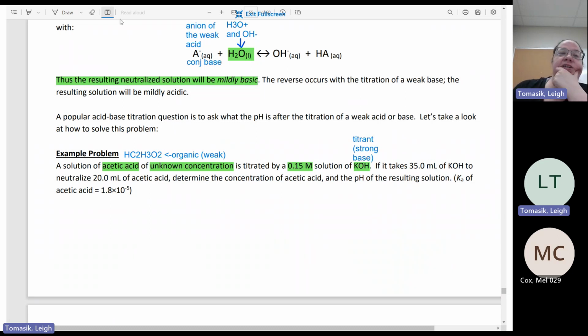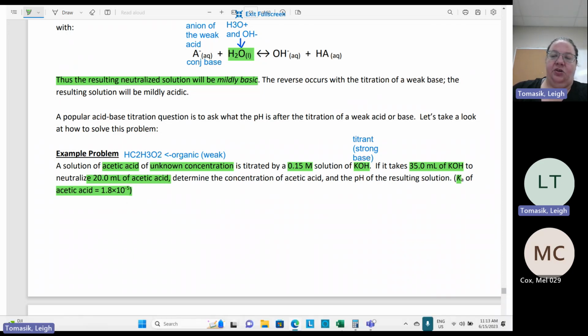It says if it takes 35 milliliters of potassium hydroxide to neutralize 20 milliliters of acetic acid, determine the concentration of acetic acid and the pH of the resulting solution. And it tells us the Ka of the weak acid. The thing about weak acids and bases is they'll have a Ka, and we're going to need this because we're going to have a little bit of an equilibrium problem at the end. So let's take a look at how to solve this.